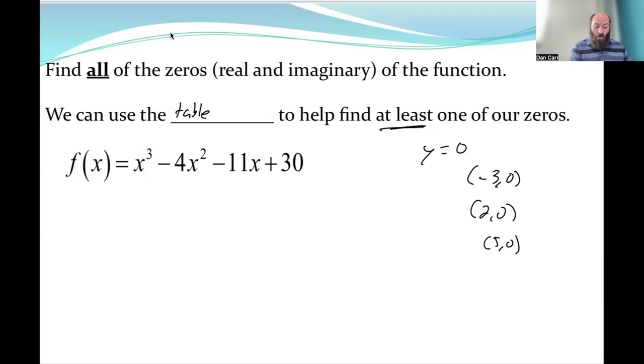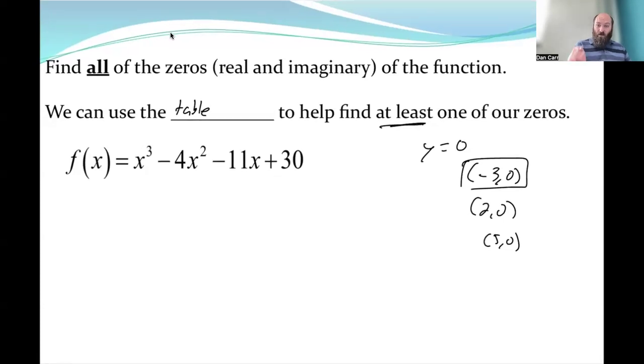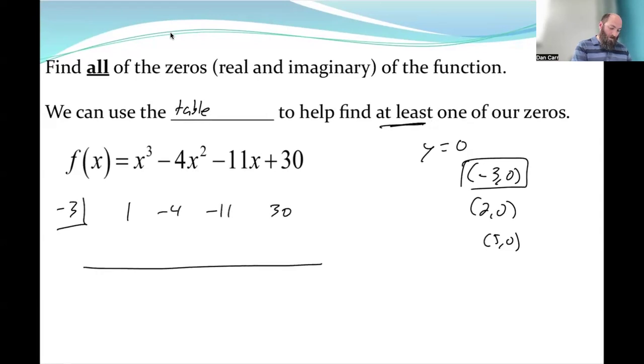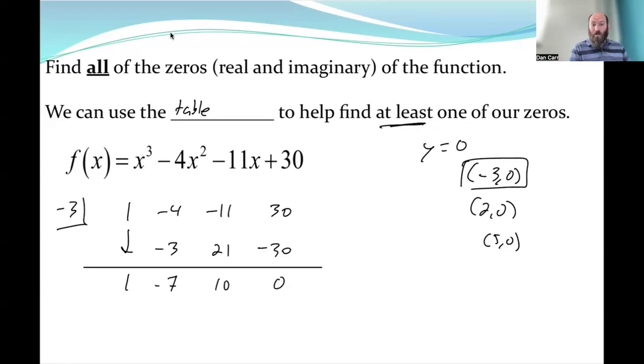Now, let's say I just picked one of them, and let's say that one is -3. The next step would be to use synthetic division to help me find the rest. So for example, I would do -3, and I can do 1, -4, -11, and 30. So we'll bring this 1 down, and when I multiply that out it becomes a -3. This turns into a -7. That's a positive 21, positive 10, -30, and 0.